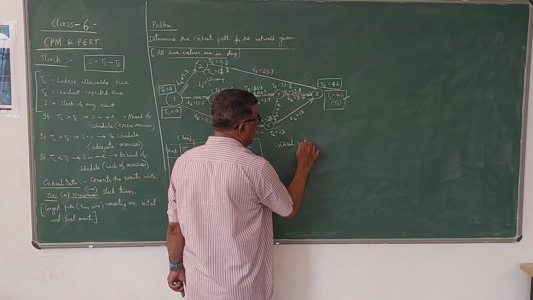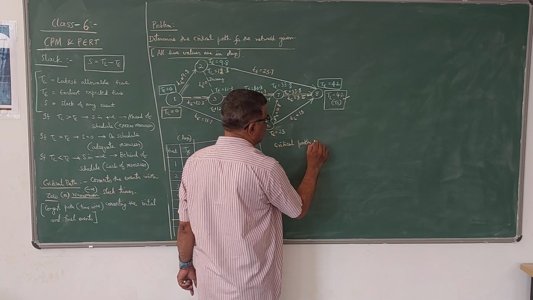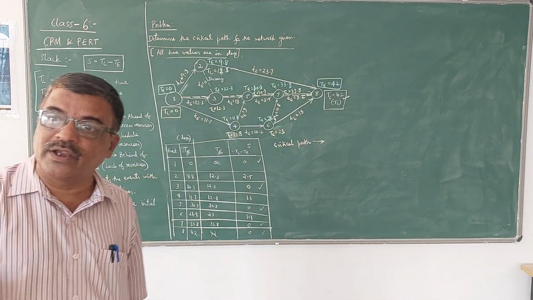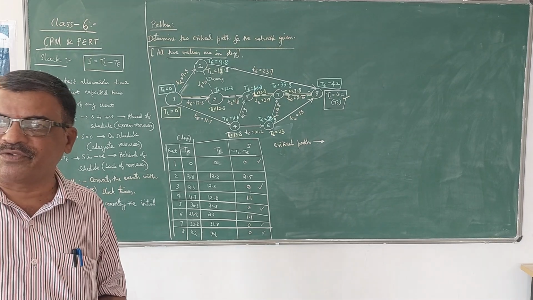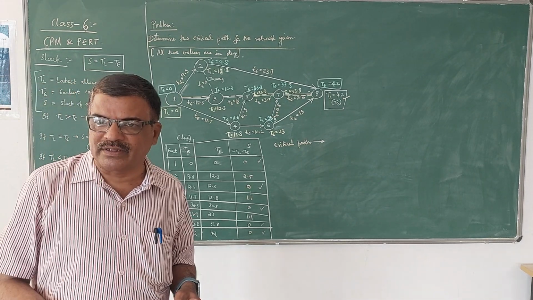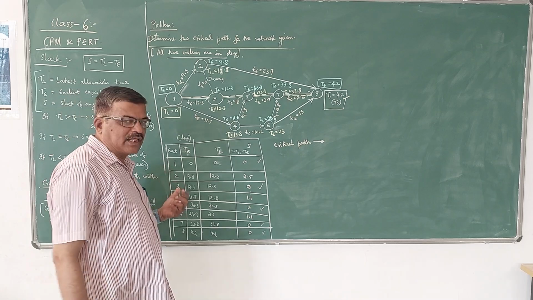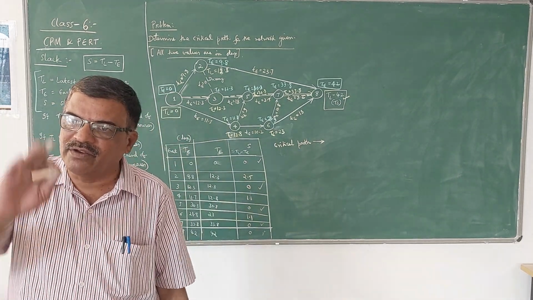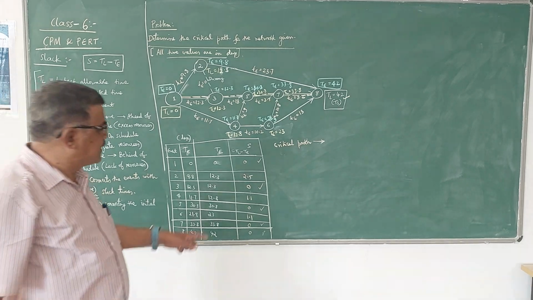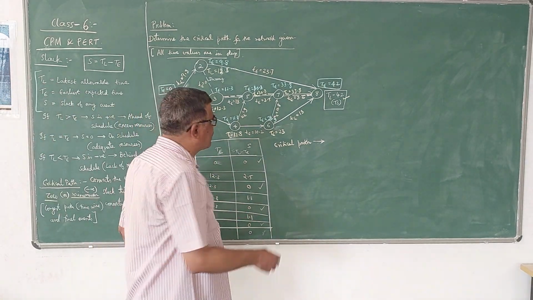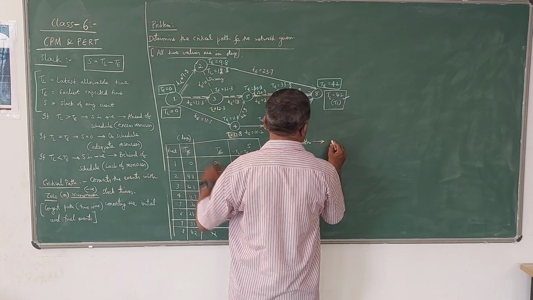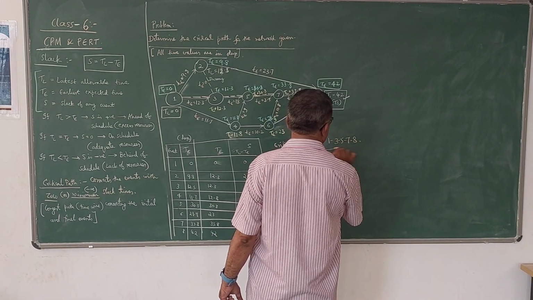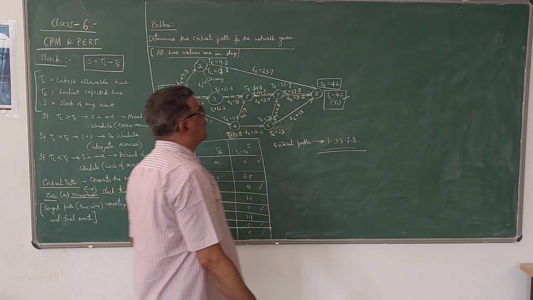Suppose you get a negative value, then you have to connect that. Negative means less than 0, so it has preference first. If you get negative slack, suppose you get -1, you have to connect that first, then go to 0. Here we are not getting negative, all are positive. So the critical path is 1, 3, 5, 7, 8. This is the critical path.